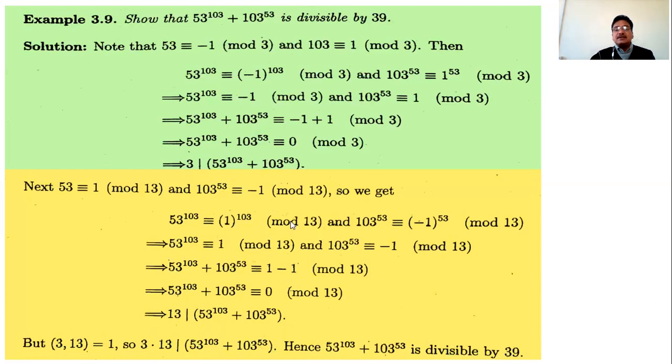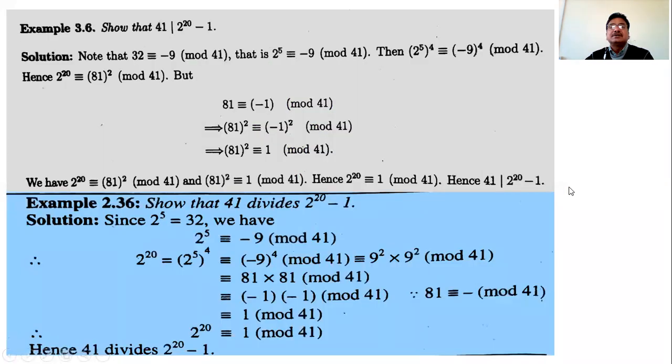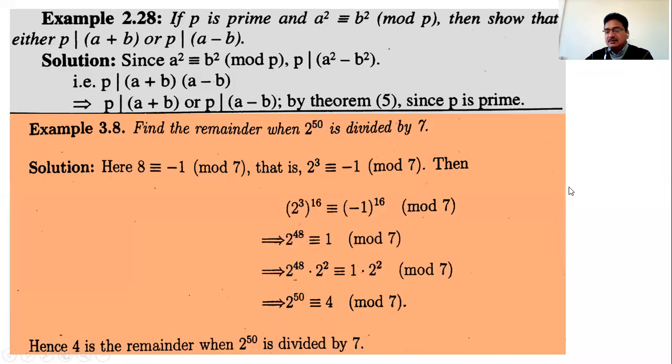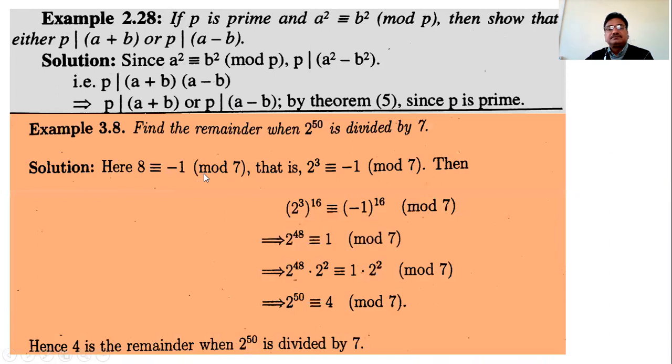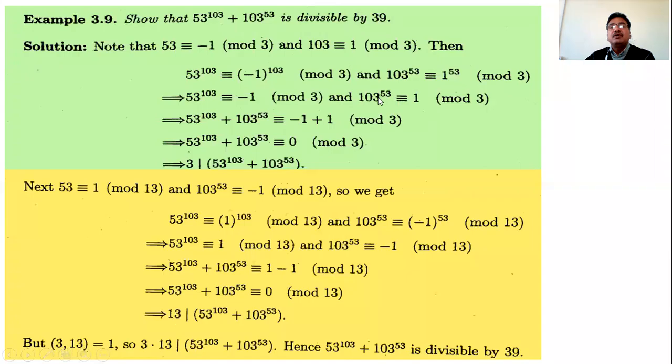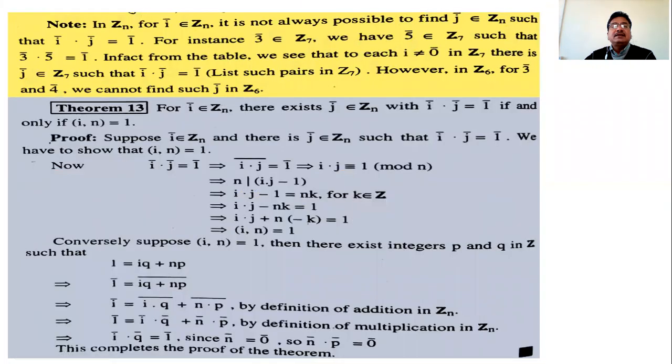All these previous examples are the same type. We start with some equation. Divisible by 7 means take modulo 7. Here we want divisibility by 39. 39 is a very large number, that's why we take first 3 and then 13, since 3 times 13 is 39. So the next theorem is important.